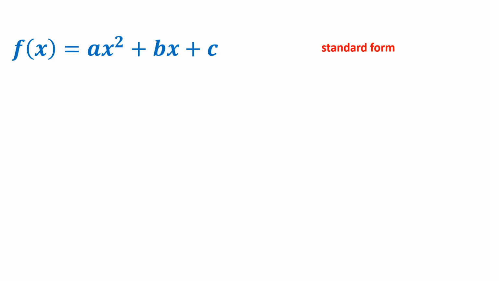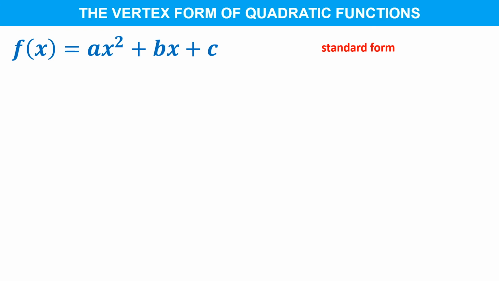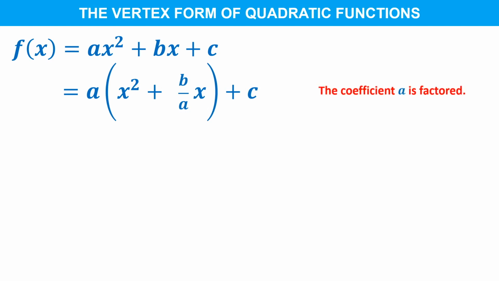The standard form f of x is equal to ax squared plus bx plus c can be transformed to another useful form of quadratic function. Let us use the method of completing the square in deriving the so-called vertex form of the quadratic function. Regroup the first two terms of the quadratic function in standard form, then factor out the coefficient a. This will give us a quantity x squared plus b over ax plus c. Produce a PST by adding and subtracting the square of 1/2 of b over a.